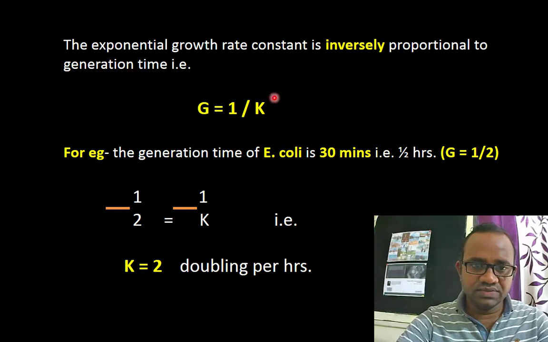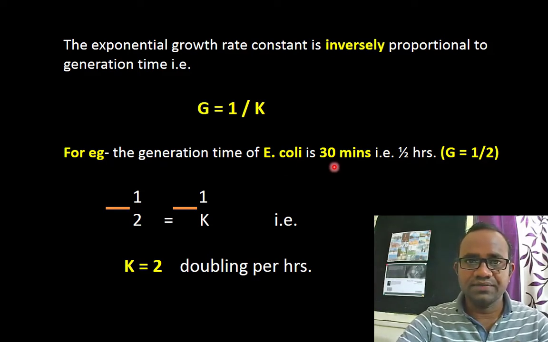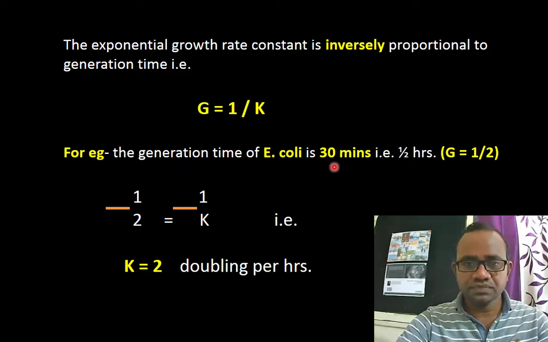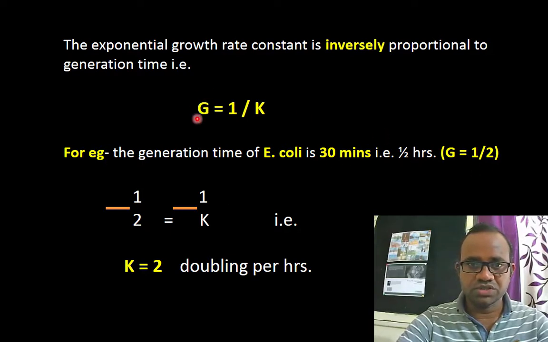We will understand this with an example. For example, in case of E. coli, the generation time is 30 minutes. That means in 30 minutes, one bacterium of E. coli duplicates into 2. That is called the generation time. So 30 minutes we express as half an hour, that is 1 by 2. So we put this value of G, 1 by 2, into this particular equation, right? So G is equal to 1 by 2, is equal to 1 by K. 1 gets cancelled, so K becomes 2.